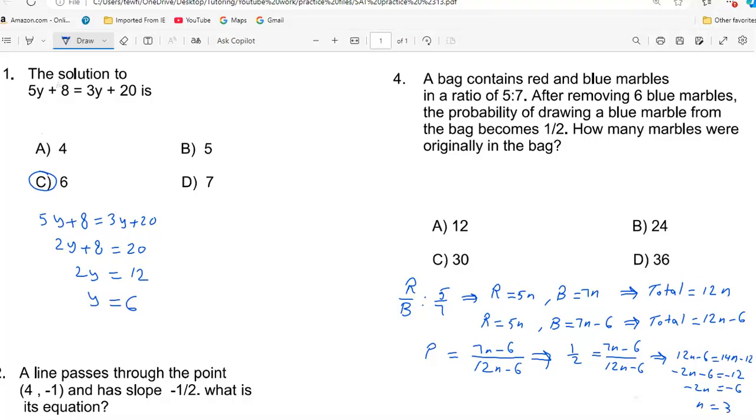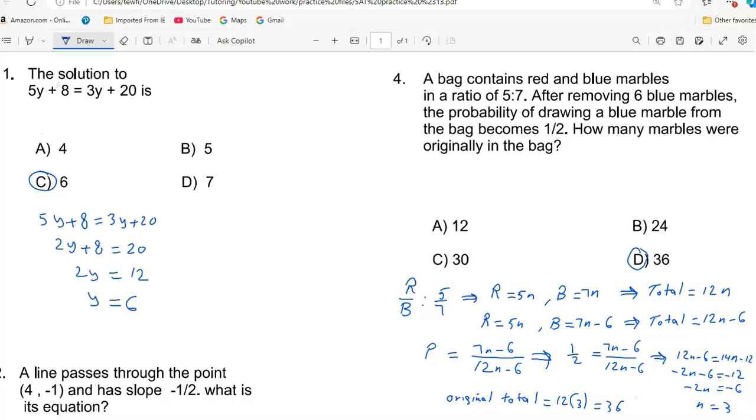So what is the total number of marbles originally? The total number of marbles at the beginning was 12n. So the original total equals 12n, which is 12 times 3, is 36. So our answer here is 36, which is choice D.